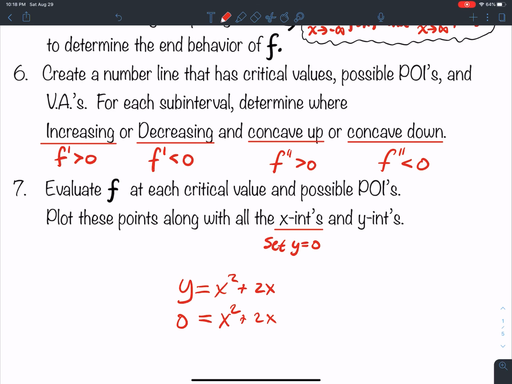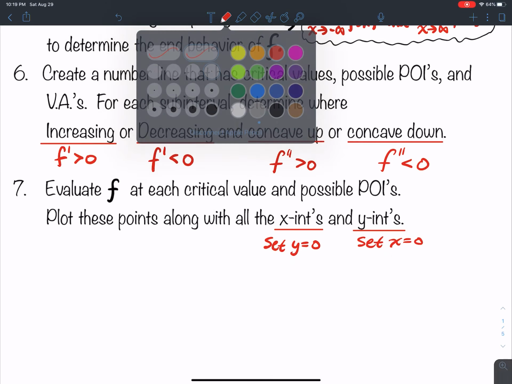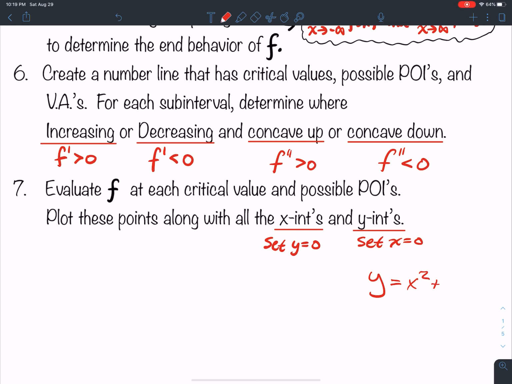For y-intercepts it's the opposite, right? I set x equal to 0, okay? So I have y equals x squared plus 2x, right? If I put x equal to 0, then I have y equals 0 squared plus 2 times 0, so y equals 0 there, right? Okay, so not too bad. You can go back to college algebra videos I have on my YouTube channel if you're having trouble finding intercepts. Just search for how do I find x and y intercepts.